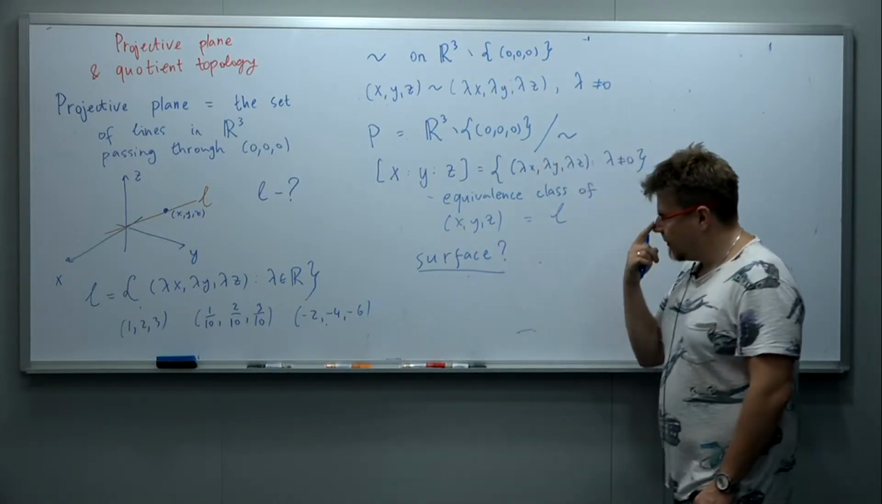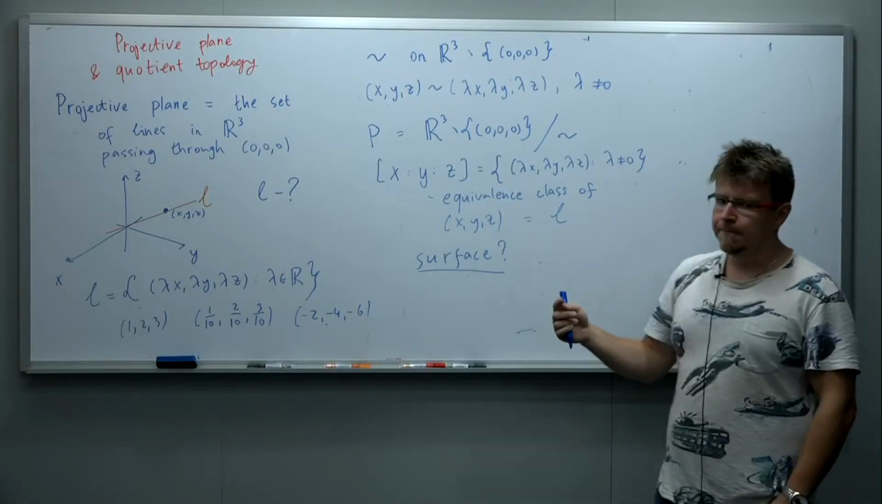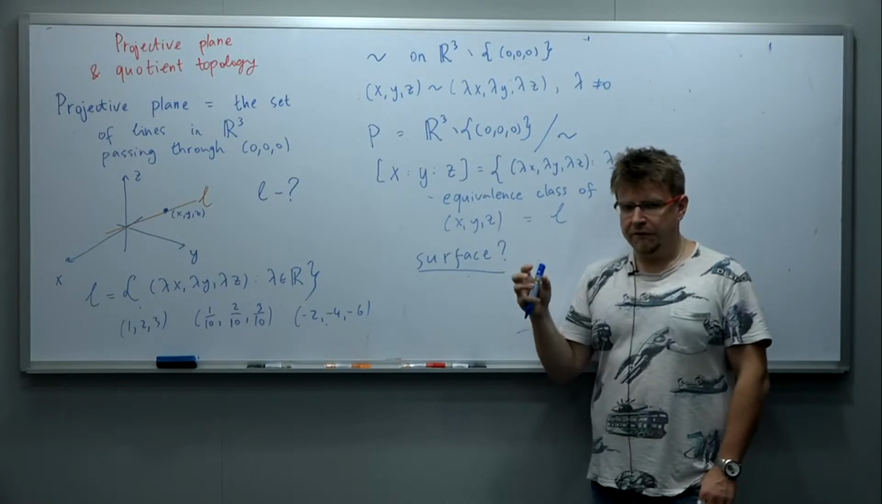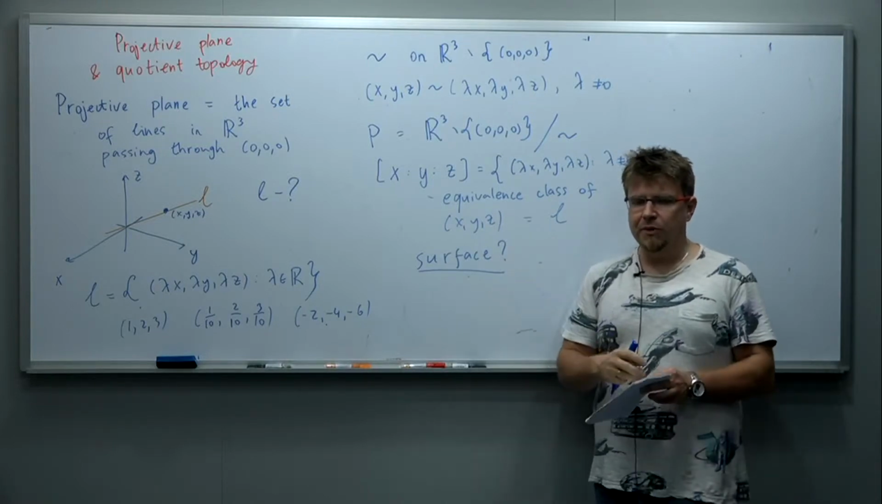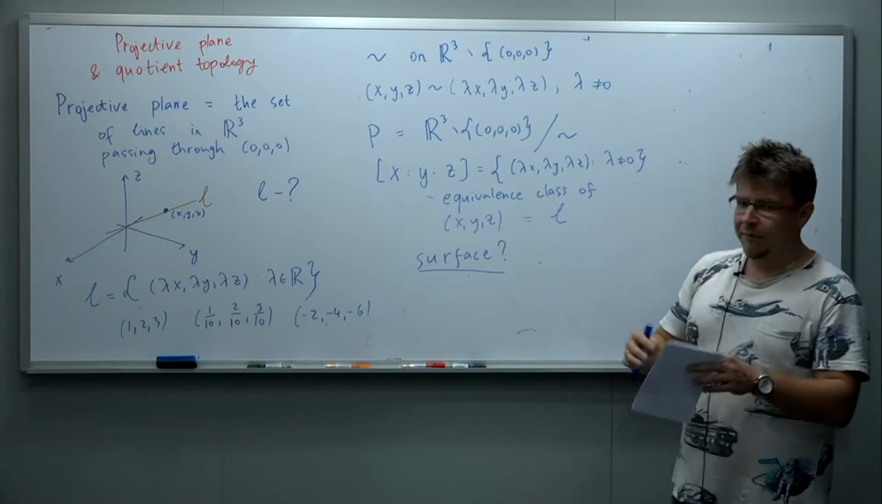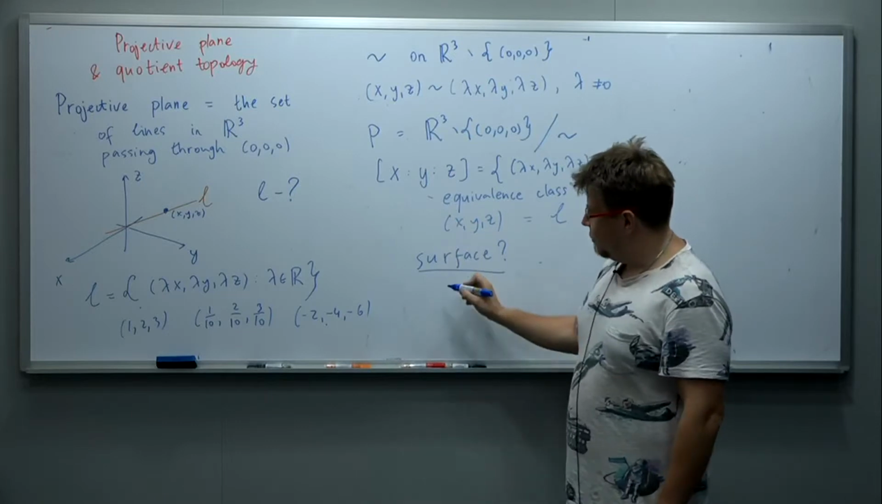Well, so what's a surface? A surface is characterized by the fact that every point has a little neighborhood that is homeomorphic to a disk in the plane, or maybe even the whole plane. So now, watch this.